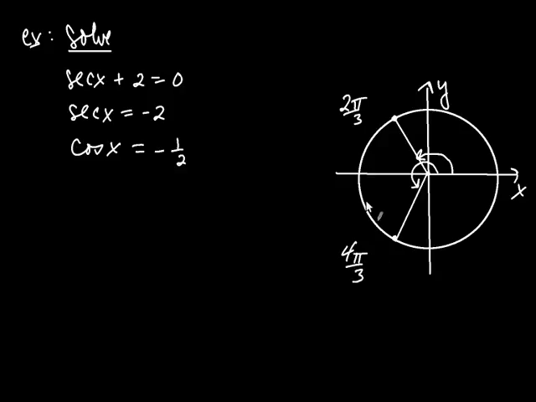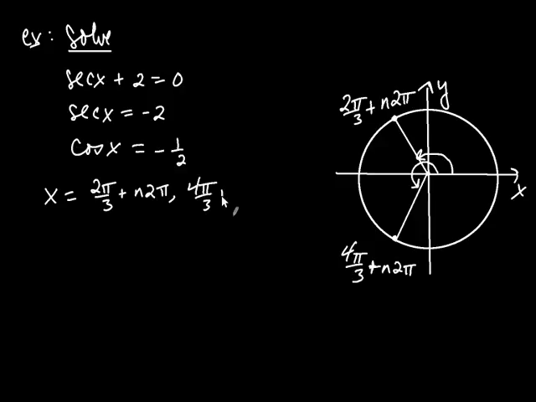And of course, you want more than just those angles, right? You can be at these points, but you can add 2 pi and go all the way around, and you can keep doing that for any integer multiple of 2 pi. So plus n 2 pi, and then likewise plus n 2 pi. Okay, so our solutions are x can be 2 pi over 3 plus n 2 pi, and then 4 pi over 3 plus n 2 pi, again yielding infinite solutions.